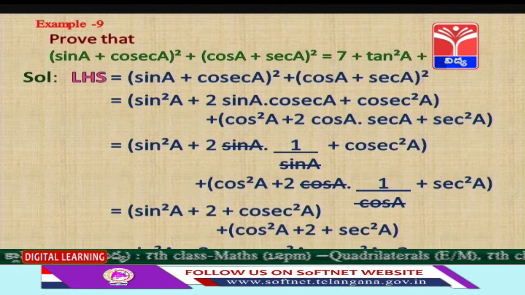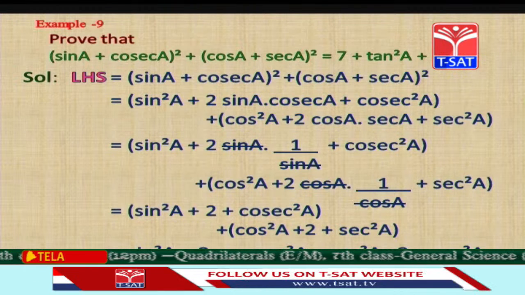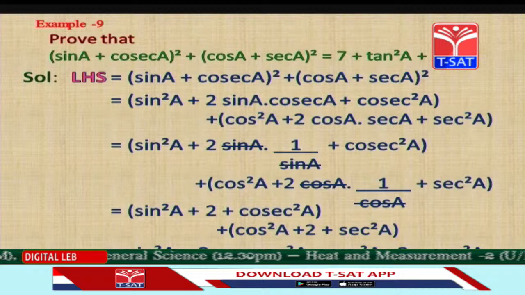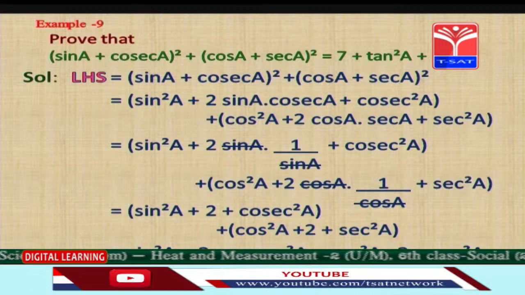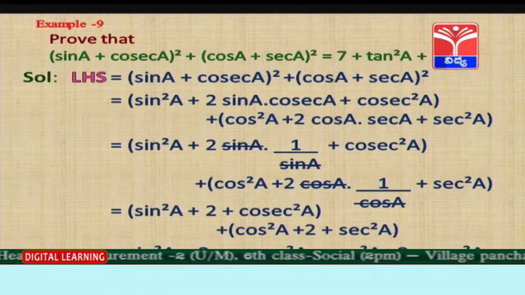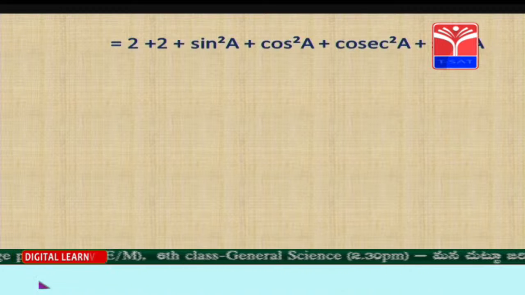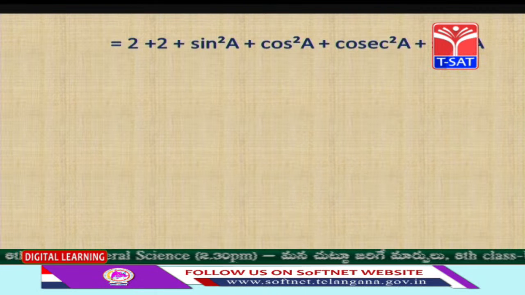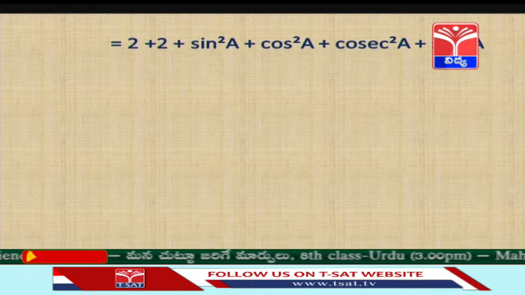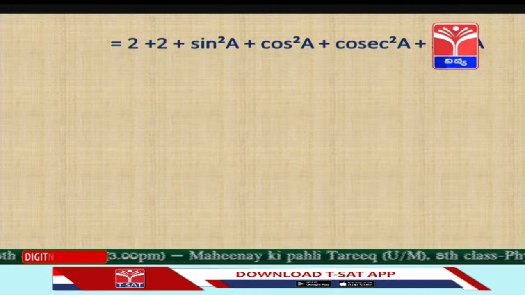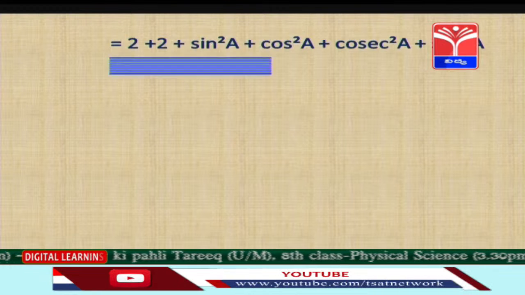This is going to result like this. When you open the bracket, sin square a plus 2 plus cosec square a plus cos square a plus 2 plus sec square a. So, we will be continuing. What happens here? Please see, I am going to shuffle them. I brought all the numbers to one side, and sin square a and cos square a together, and cosec square a plus sec square a at one particular set. Now, 2 plus 2 becomes 4, but let me keep it as it is.